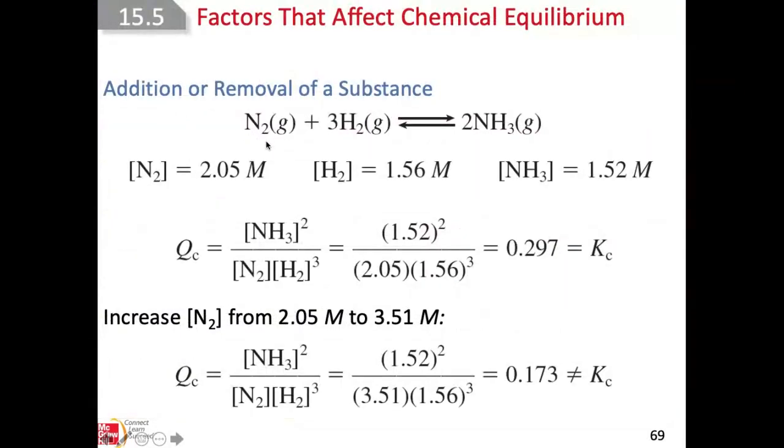So once again, if I am adding N2, the reaction has to go to the right. I am adding it, so the reaction will consume N2 and go to make more product. And if I am taking N2 out, then the reaction will go to the left to make more N2. So that's the Le Chatelier principle.